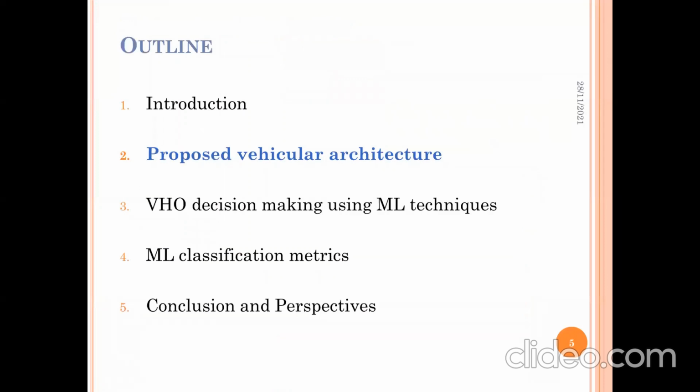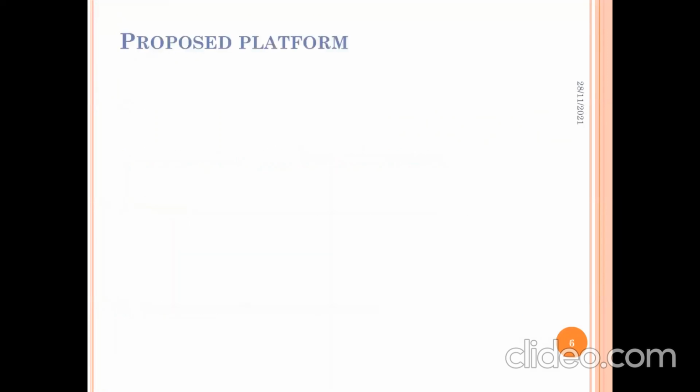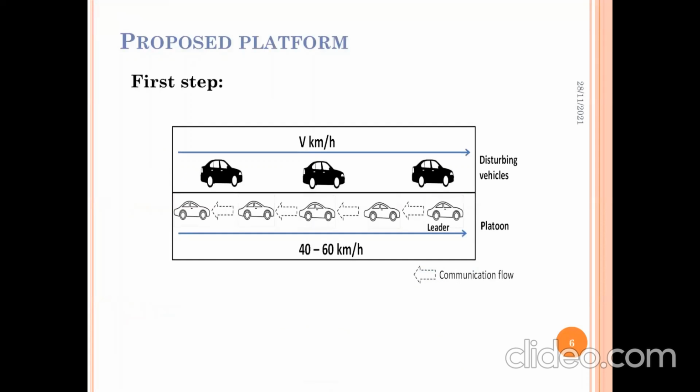Now the second part of the outline: the proposed vehicular architecture. The first step is related to the interference caused by disruptive vehicles at night, where we have two different lanes. The first lane is reserved for vehicle platooning. The second lane is reserved for disturbing vehicles that will interfere with the connection between vehicle platoons.